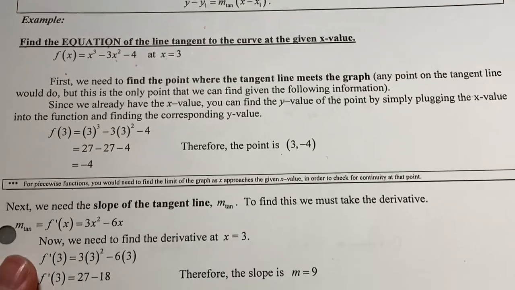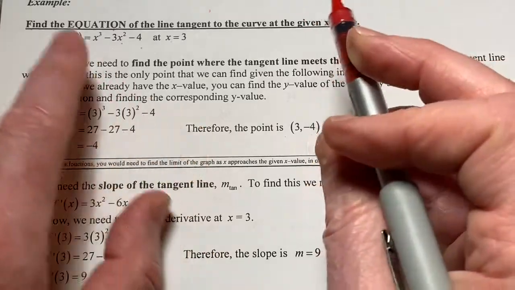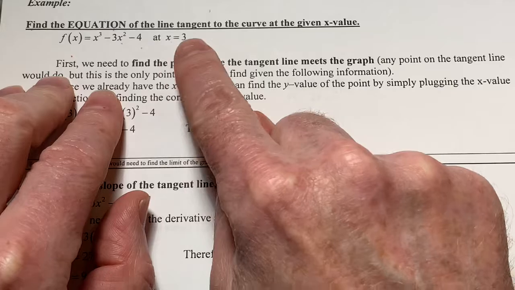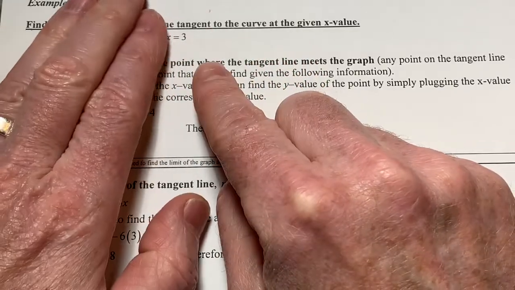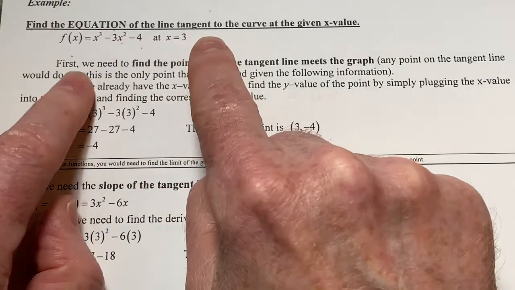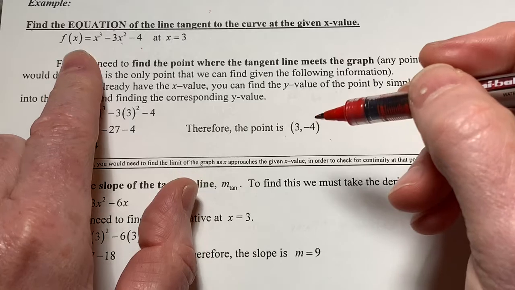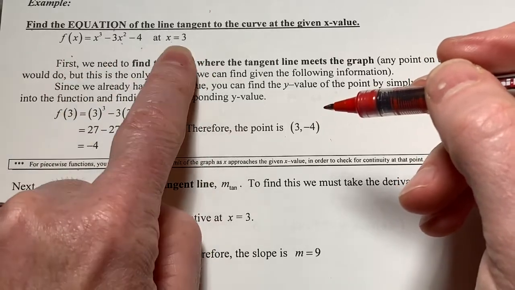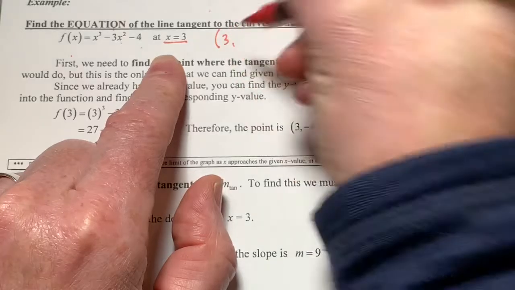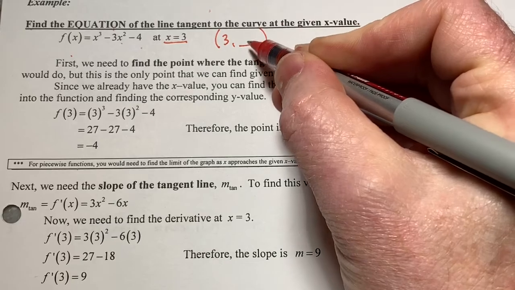Let's check out an example. So find an equation of a line tangent to the curve at the given x value. Now remember, notice that's different than me saying find the slope of the line tangent to the curve. The slope of the line tangent to the curve is just the derivative. The equation of the line tangent to the curve means I want the actual line. So what do I need first? I need a point. So if I gave you that question, did I give you a point or did I just give you the x value of that point? Exactly. I just gave you the x value. So what we want is the y value that goes with it.